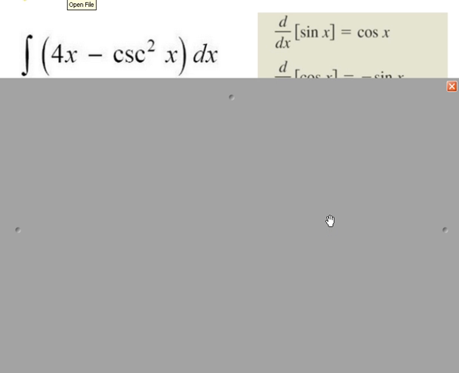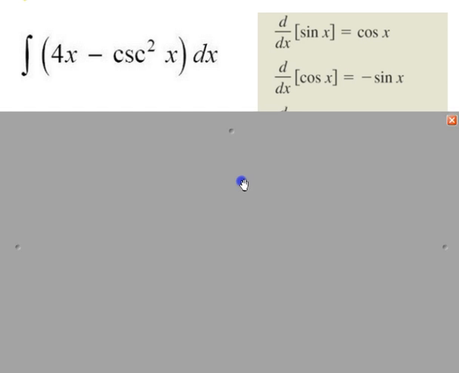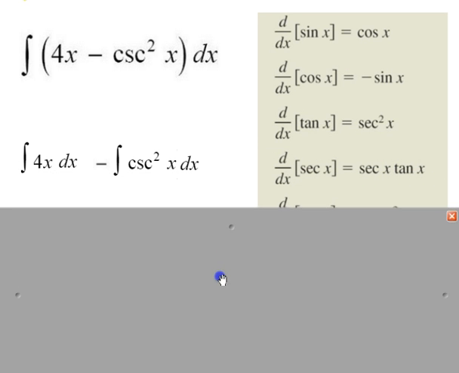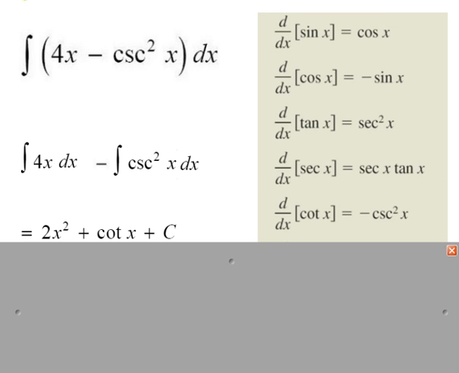So my next problem is the antiderivative of 4x minus cosecant squared x dx. And I can tell right now by looking at this that this isn't going to be the answer to just a normal trig function. So I'm going to look at my trig derivatives. And what I do notice is that I do have right here this part of my integrand. So instead of trying to manipulate it using an identity, I can actually just split this one.